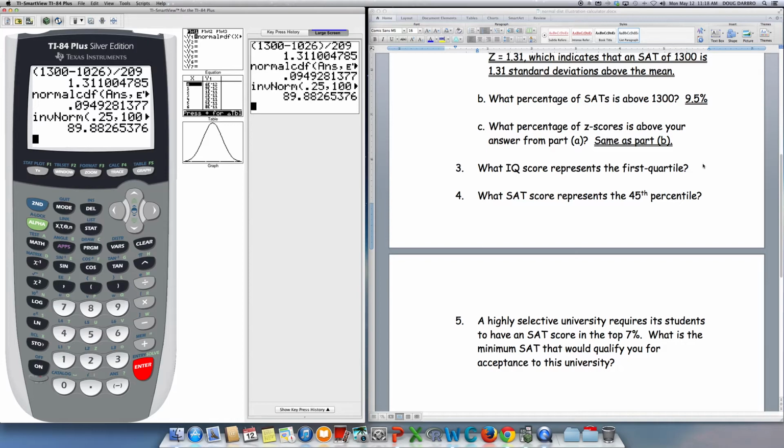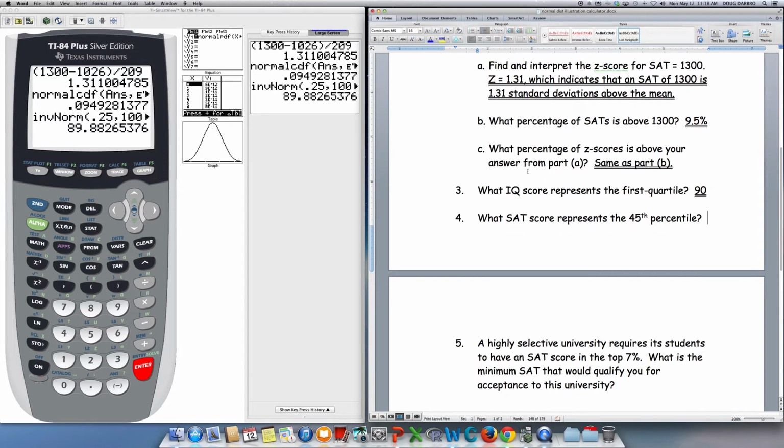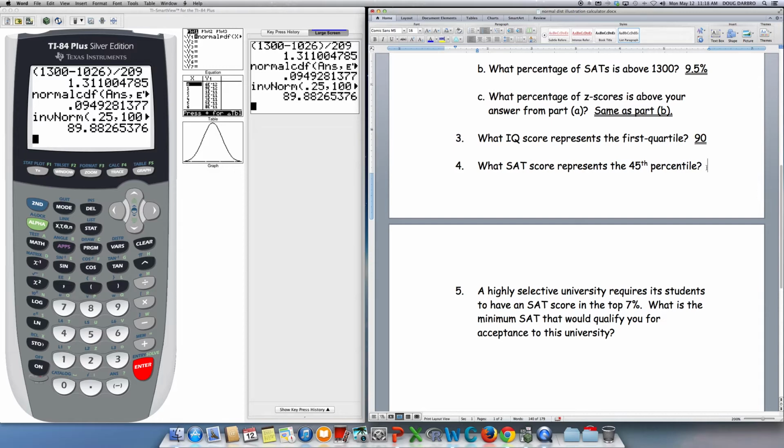So the IQ that represents the first quartile would be 90. Now, students all the time are going to ask, well, Dr. Darborough, how am I supposed to present the answer? I'm from the school of thought that we present our answers as our mean and our standard deviation are presented. So for IQs, the mean and standard deviation are presented as integers, 100 and 15. So I would present the scores from that distribution as an integer.